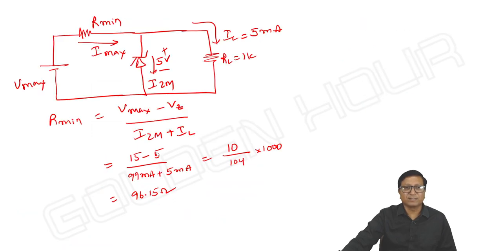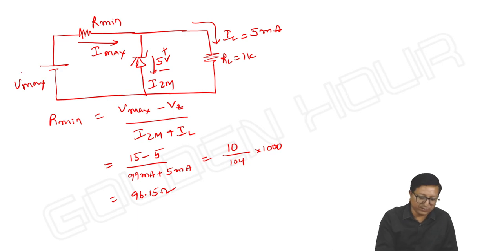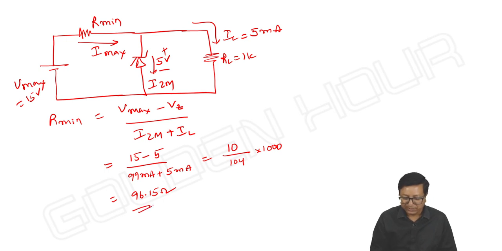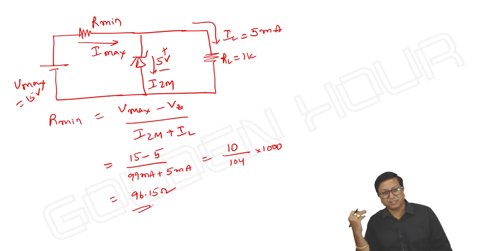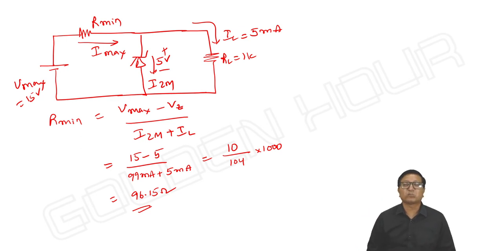Right. Next case is, anyway, when input is maximum, it is around 15 volts. That time, anyway, I maximum, IZ is maximum, and R minimum. How much are you getting? Instead of 333, it is starting with a maximum of 333. It is coming down to a minimum of 96.15.